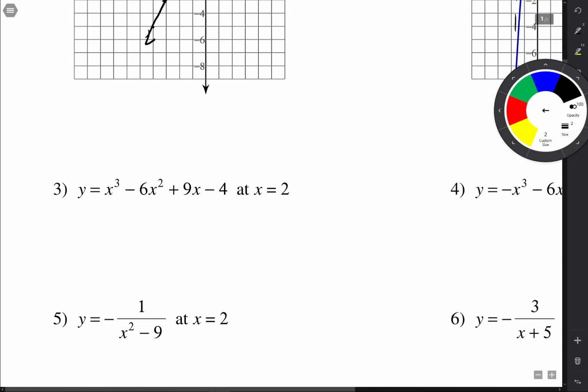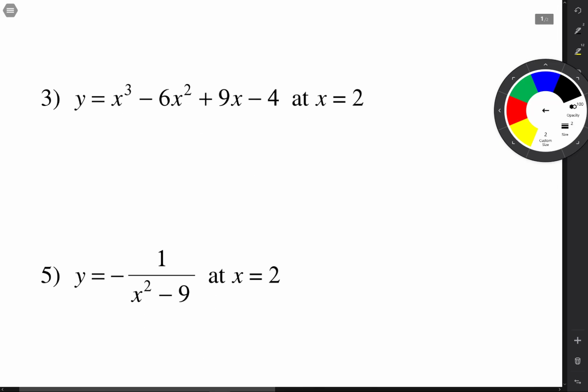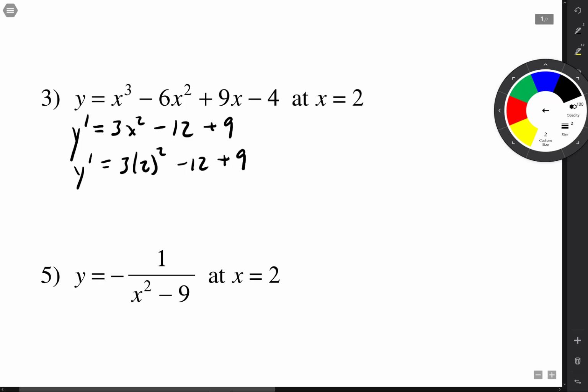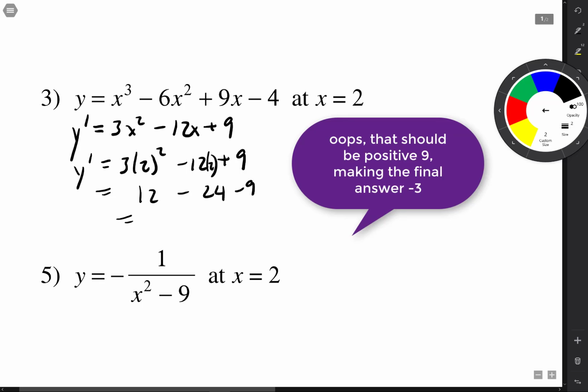All right, so here they don't give you the graph anymore, which I kind of liked because it made it very visual, but now we're just taking the derivative and plugging in stuff. So when x is 2, y prime is going to be 3 times 2 squared minus 12 times 2, oops, I lost the x, plus 9. So that's 12 minus 24 plus 9. Negative 12 plus 9 is negative 3.